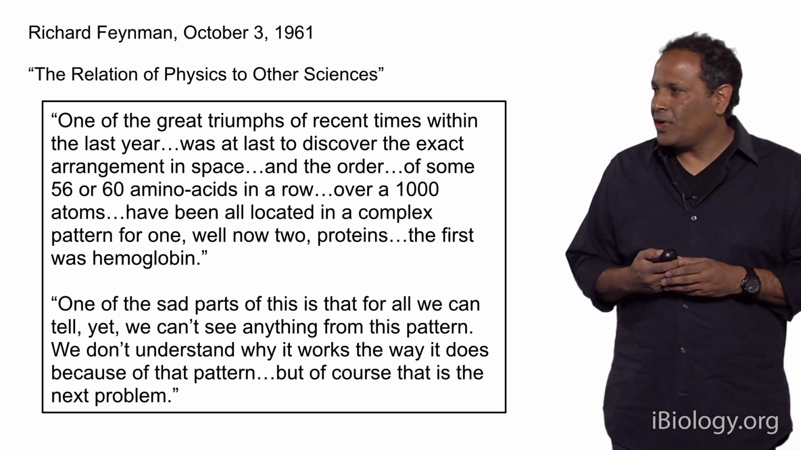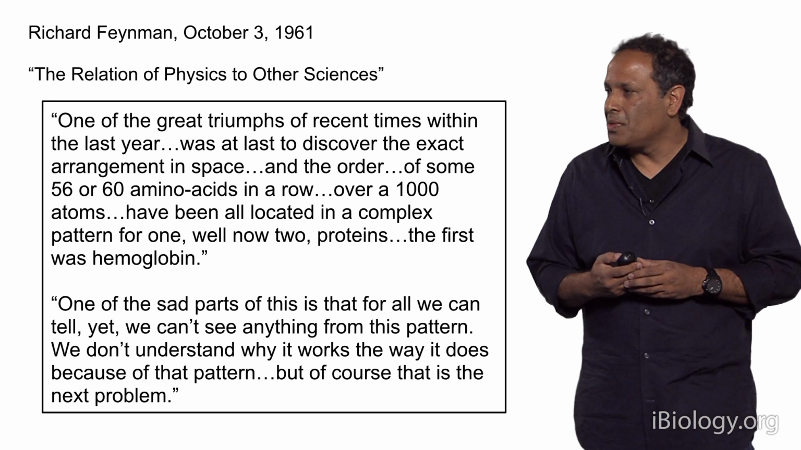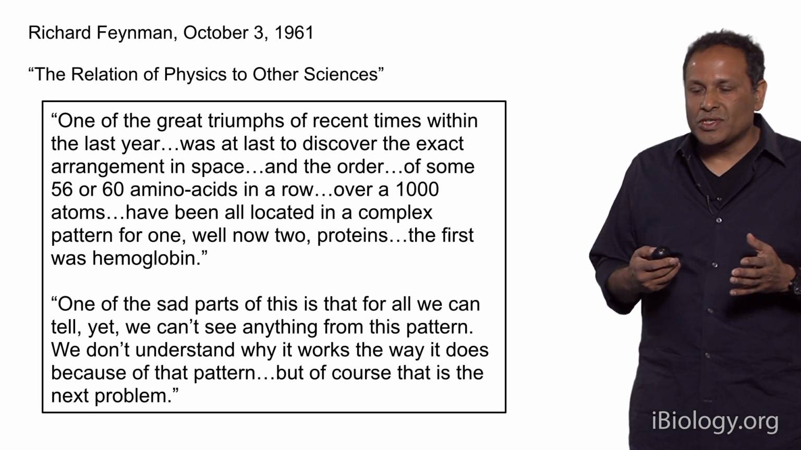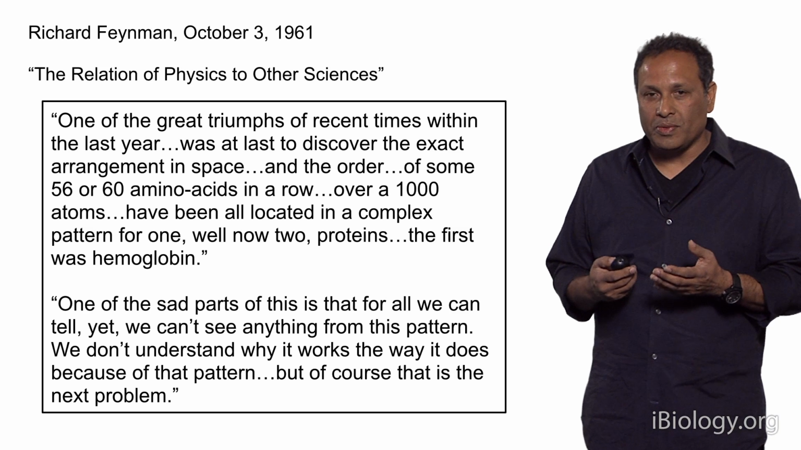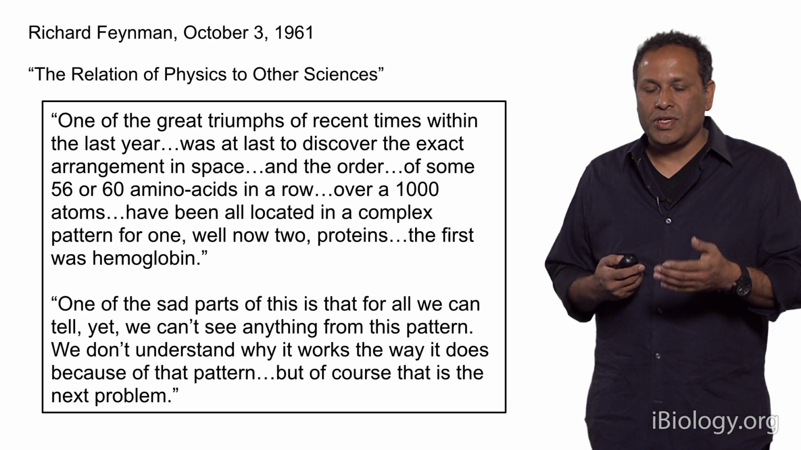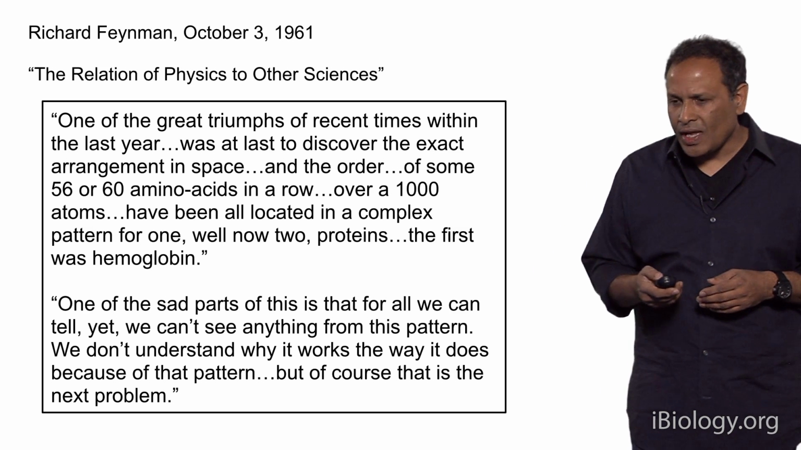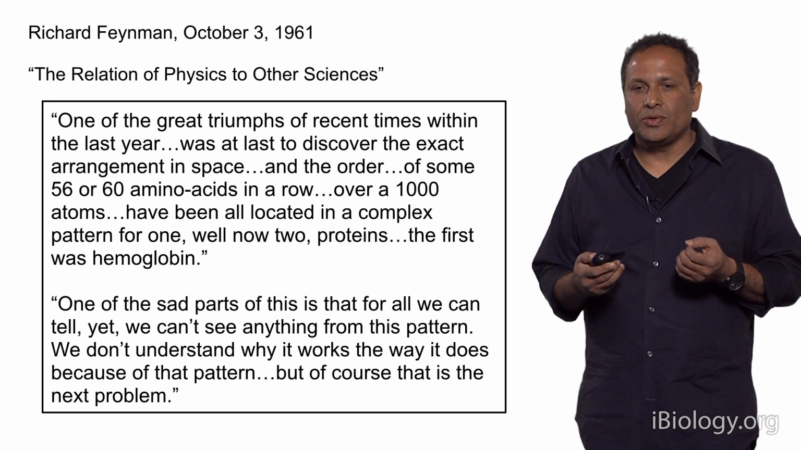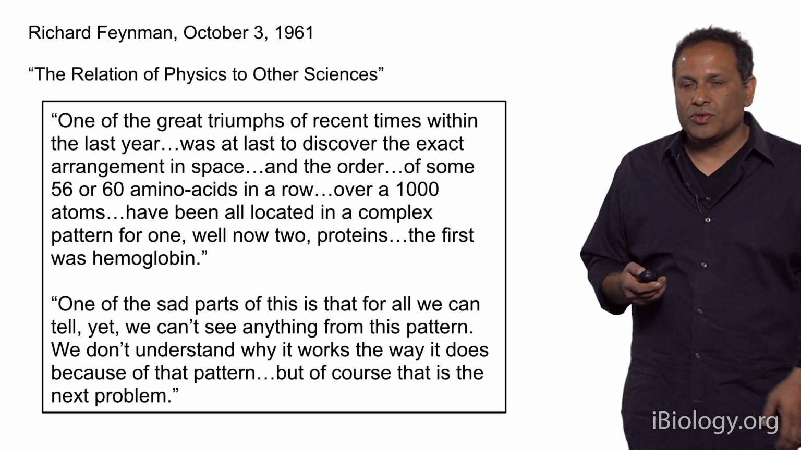I'll point out that Feynman gets many things wrong here. I mean, hemoglobin doesn't have 55 or 60 amino acids, but like every good scientist, he really gets the essence of the problem. We don't understand the function of the protein given the structure. And the question really is why? What's the fundamental problem that limits our ability to understand protein function given the structure of proteins?